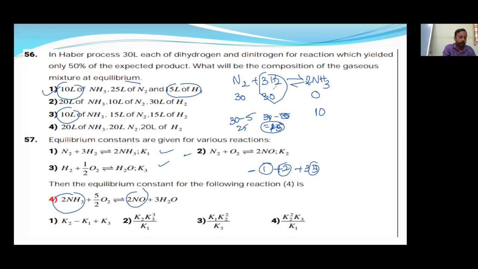So the answer to this question will be: K2 is as it is, and equation 3 is multiplied by 3, therefore K3 to the power of 3, and K1 is as it is minus, so it will be divided. When equations are multiplied, their equilibrium constants get added in the equation; equations added means the equilibrium constants will be multiplied. Is that clear?